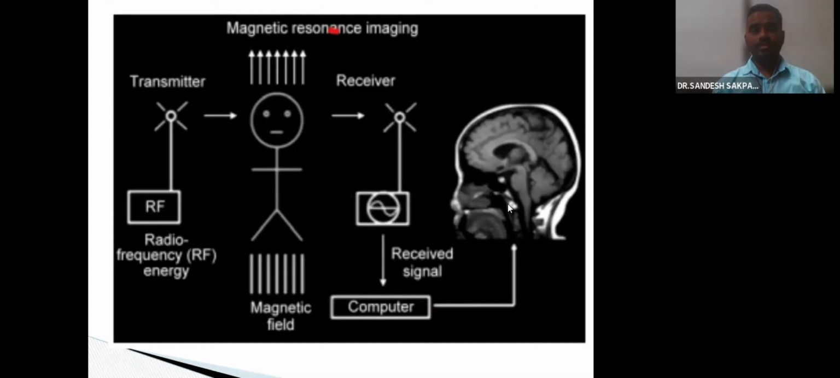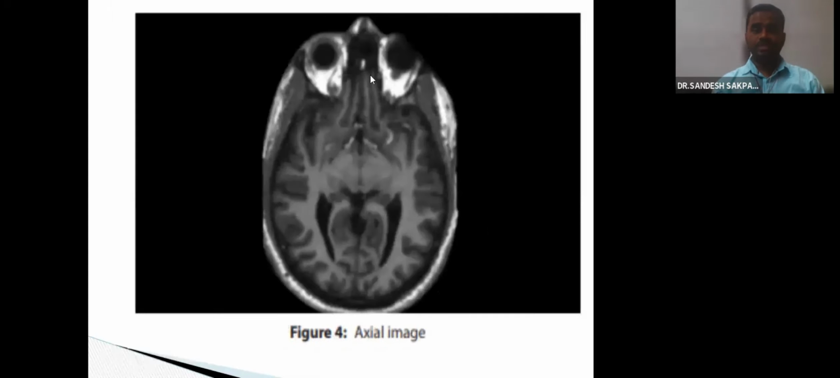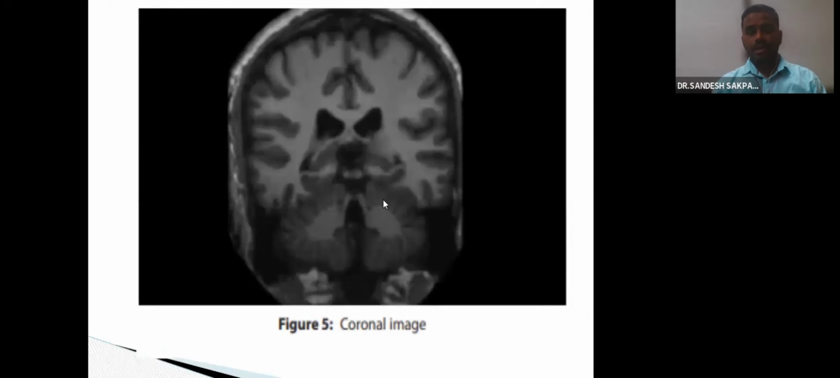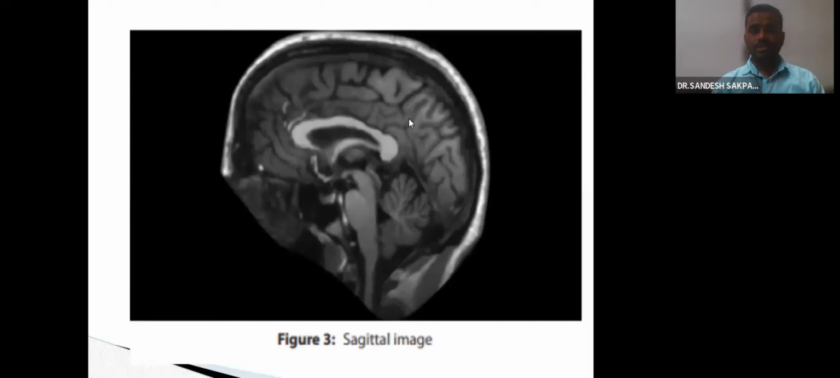So there are T1 weighted and T2 weighted images according to the phase of the cycle. I will not go into the detail of it. But to know, we have sagittal images where we see the brain from the sagittal view, axial images in the transverse plane, and coronal images. In the sagittal images, mainly we will look for the central part, the corpus callosum.